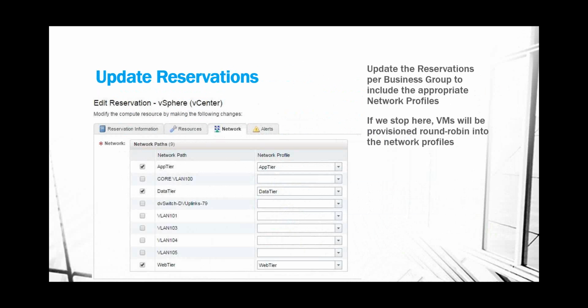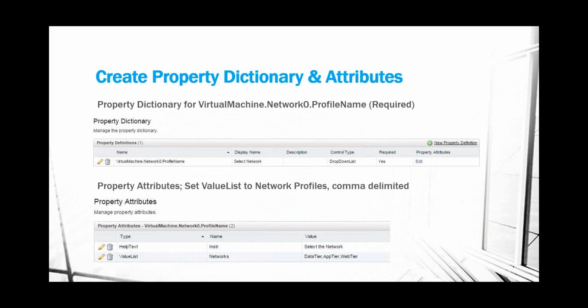So again, our first step is going to be to create a property dictionary and the attributes for that. The property dictionary is going to be based on the virtual machine.network0.profile name property. Now that actually is one of those that is in the custom property reference guide from VMware. So the system already knows how to deal with that one. No special handlers do anything with it other than set that to a real network profile name.